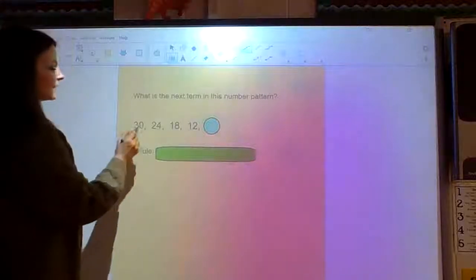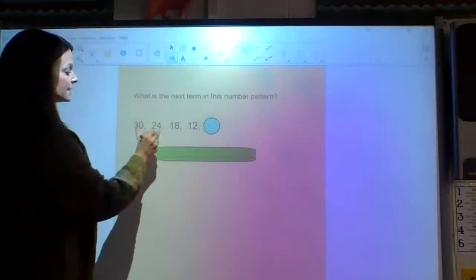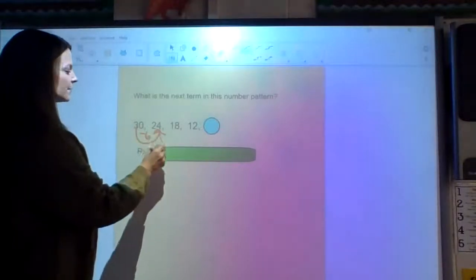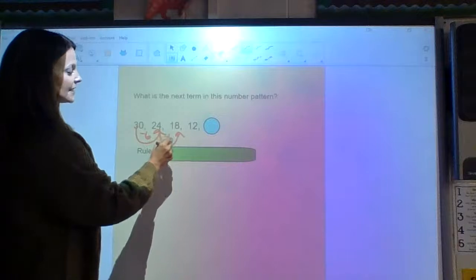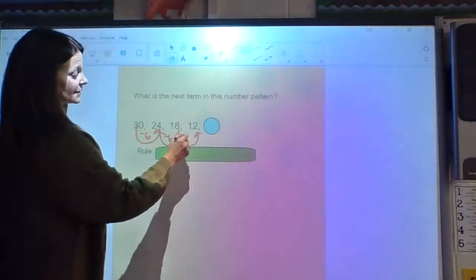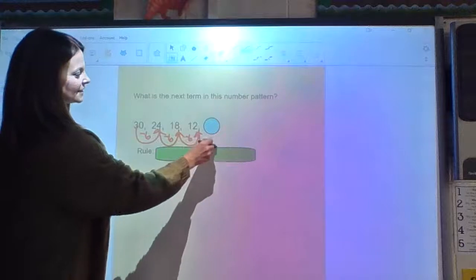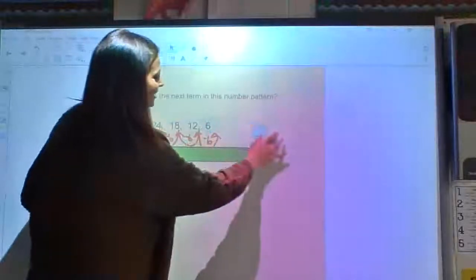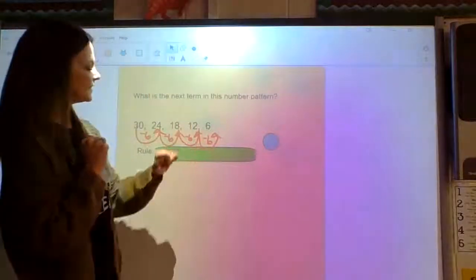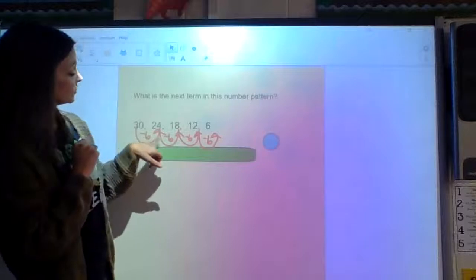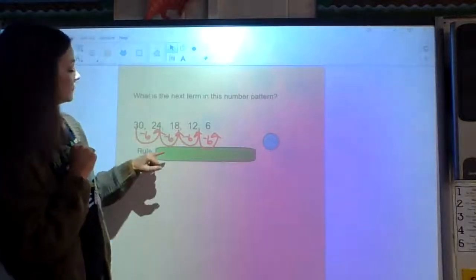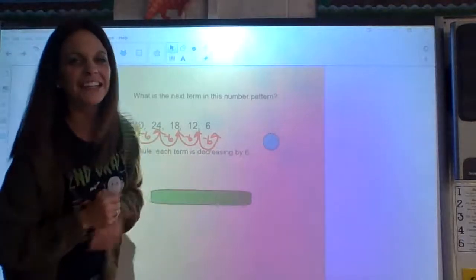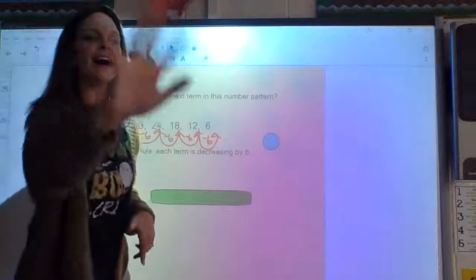All right, my friends. If you made a jump and said you took away 6, you were correct. To get to 24, minus 6 to get to 18, minus 6 to get to 12. If I take 6 away from 12, what do I get? You're right. Good use of your double stacks to help you out. You get 6. So we're going to look down here at what we wrote for what our rule is. Each term is decreasing by, you got that right, 6, my friends. High five. Way to go.